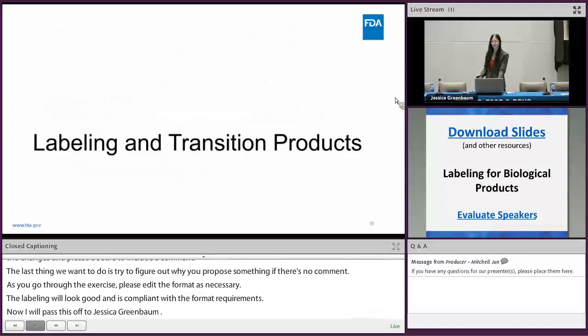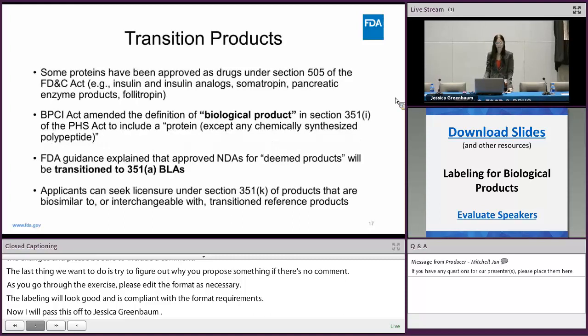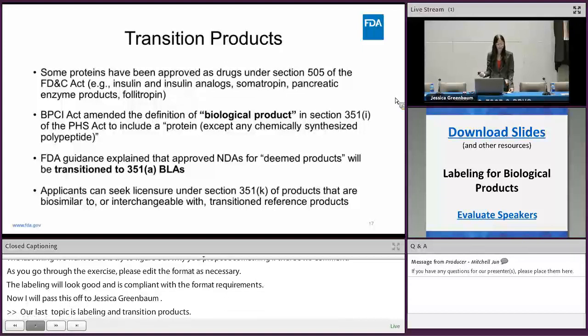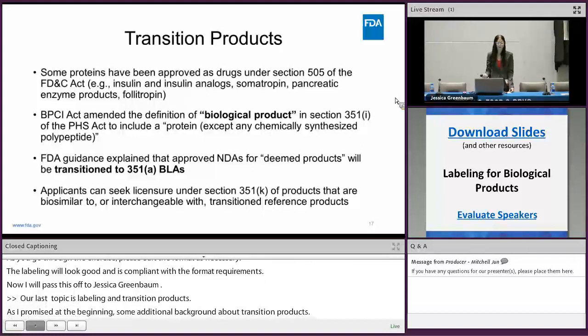So our last substantive topic is going to be labeling and transition products. As I promised at the beginning, and I'm sure you've all been waiting with bated breath, just some additional background about transition products. Certain proteins have been approved as drugs under Section 505 of the FD&C Act. The most commonly known ones are insulin and insulin analogs and somatropin, but there are also a number of others.